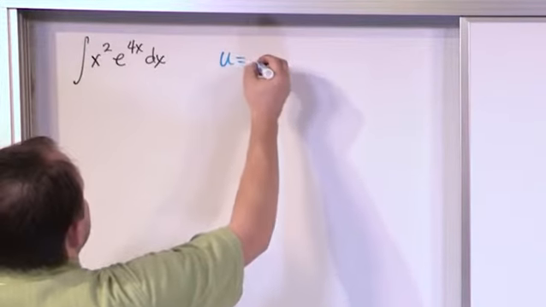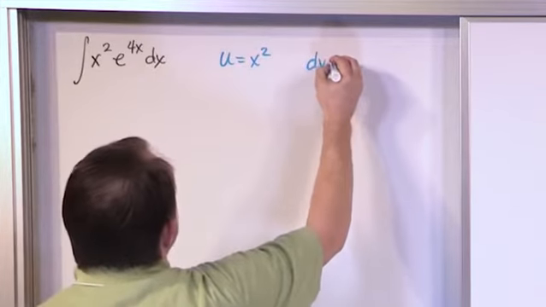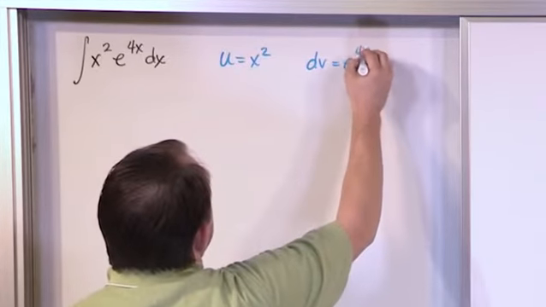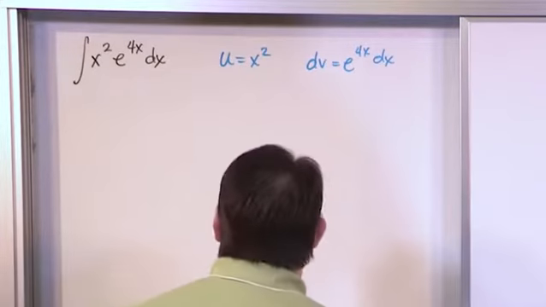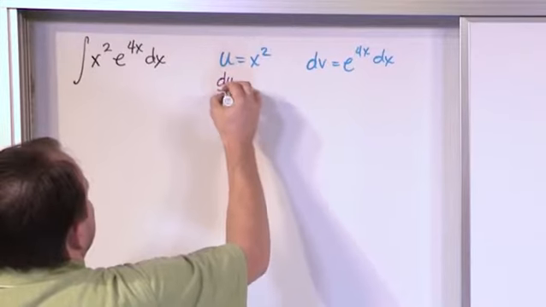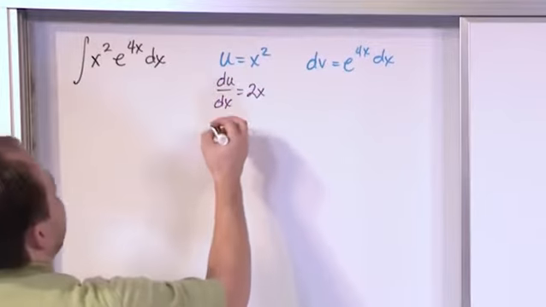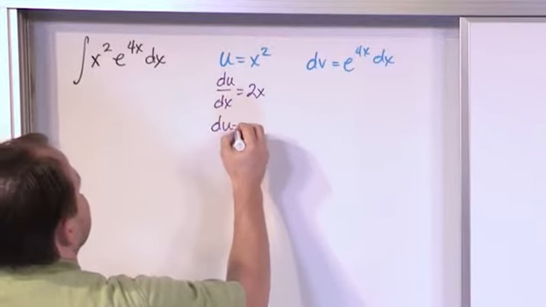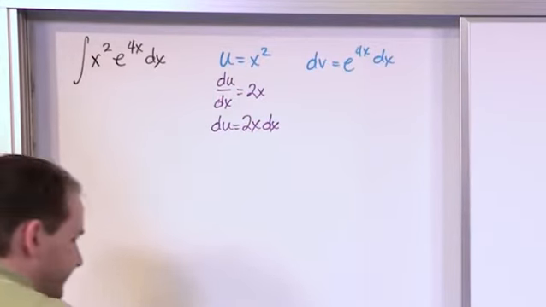So let's say u is equal to x squared. That's what we've typically been doing. And let's say dv is e to the 4x dx. So we don't really change our plan of attack. We do everything the same way. du with respect to x is 2x, so du is equal to 2x dx, and that's what we want to see.